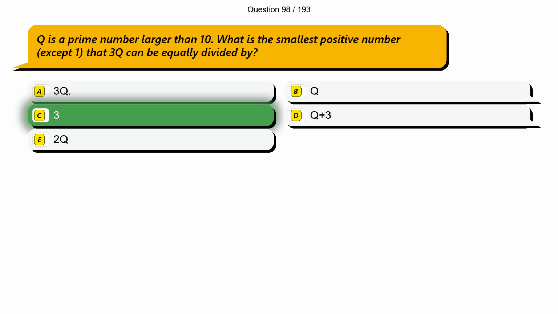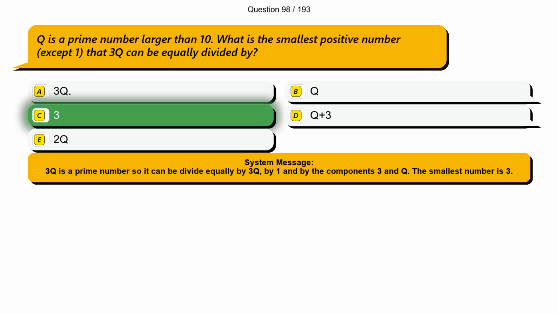The correct answer is option C, 3. 3q is not a prime number, so it can be divided equally by 3q, by 1 and by the components 3 and q. The smallest number is 3.